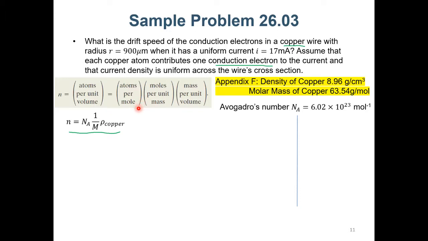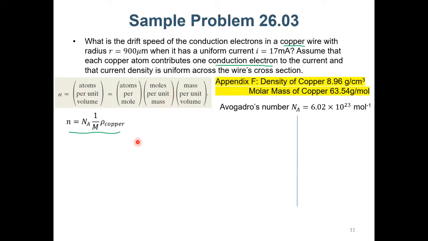So we can know that we have Na, which is the Avogadro number, which you should have learned in chemistry, 6.02 times 10 to 23, molecules or whatever per mole. So this is Na, which is atoms per mole, and then you also need these two numbers from appendix F.